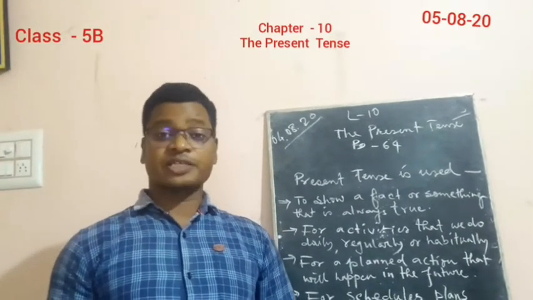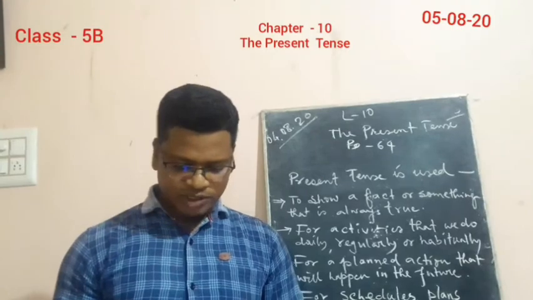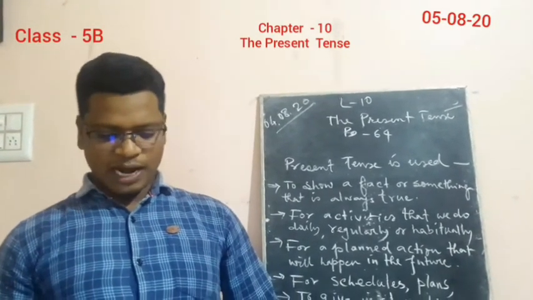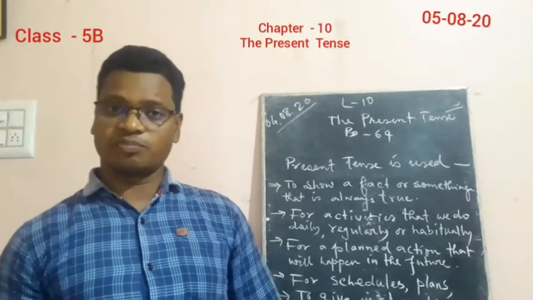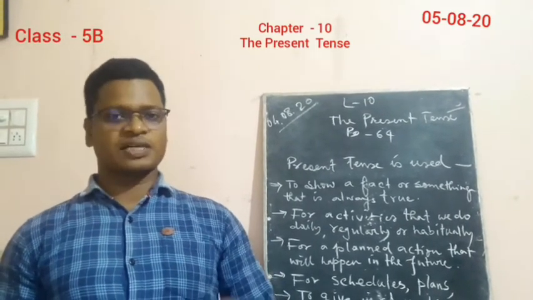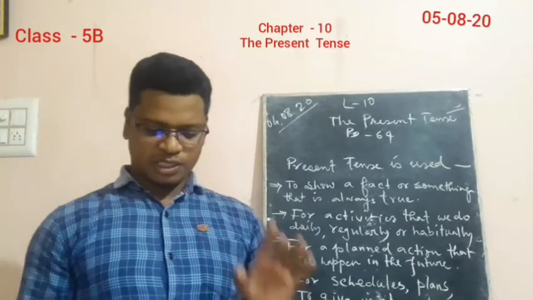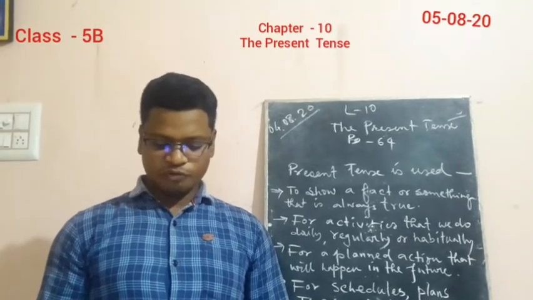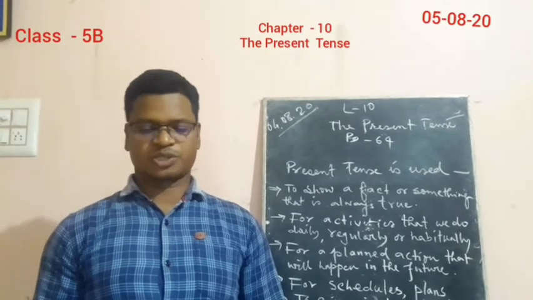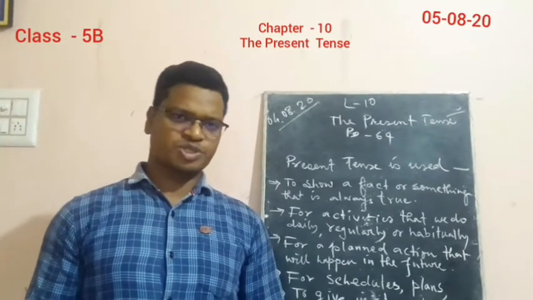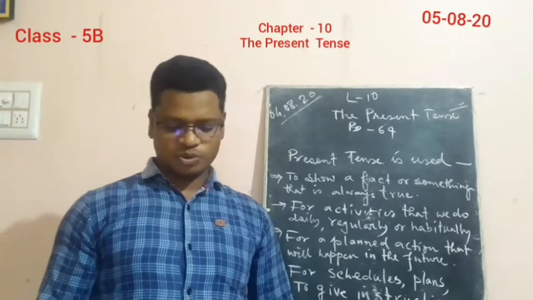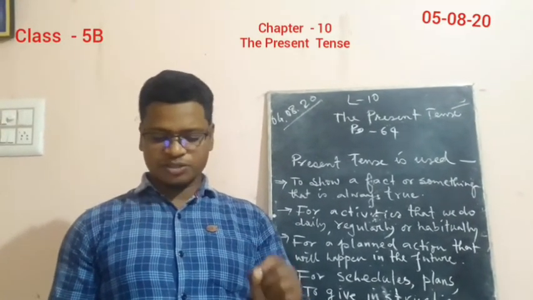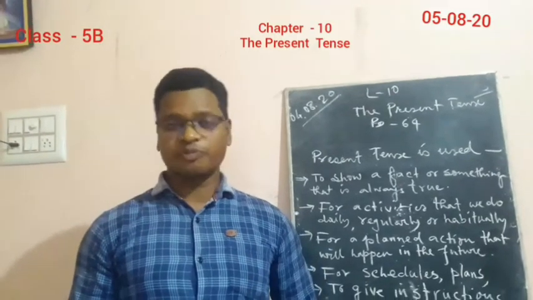In other words, it expresses an action which is in progress at the time of speaking and has not yet been completed. So this action has not yet been completed. That we need to keep in mind. In the following conditions, we use the present continuous tense. So what are those conditions? I'm just going to tell you those. As mentioned above, when an action is occurring at the time of speaking.